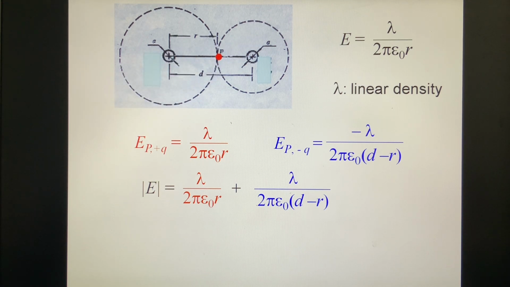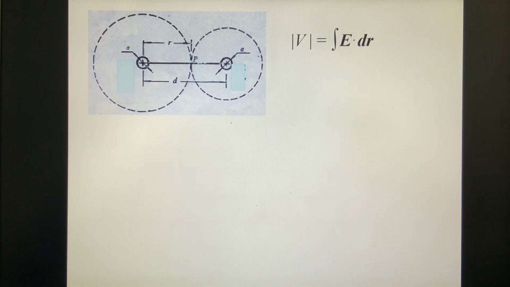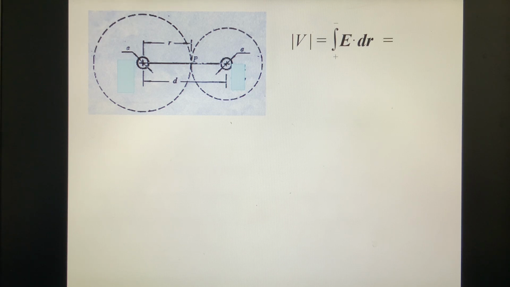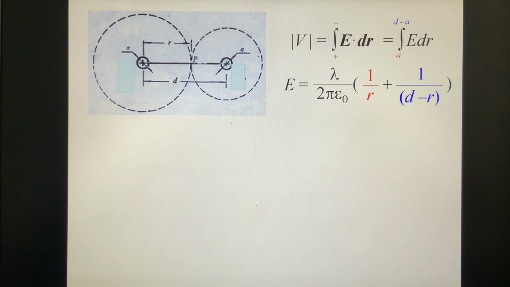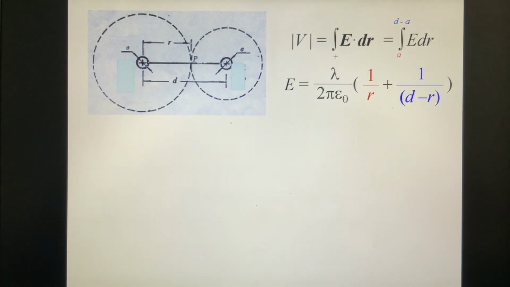Now from E, we want to find the V, the potential difference between them. Along this line, V equals the integration of E dot dr. In our case, E is along the direction R, so E dot dr equals dr. The integration is from A to D minus A, positive to negative. We put in the E, E equal to lambda over 2 pi epsilon, 1 over R plus 1 over D minus R.